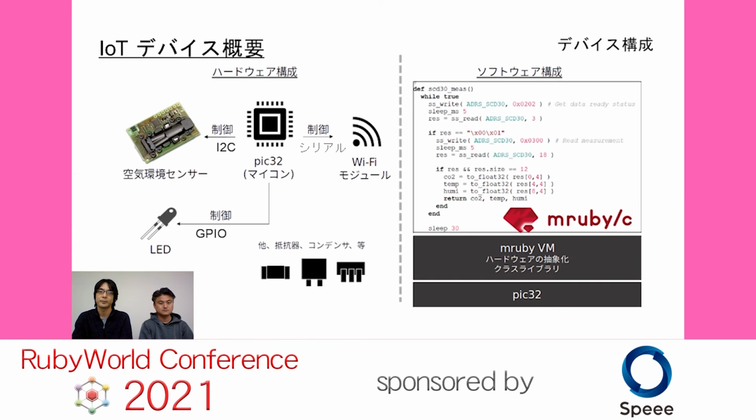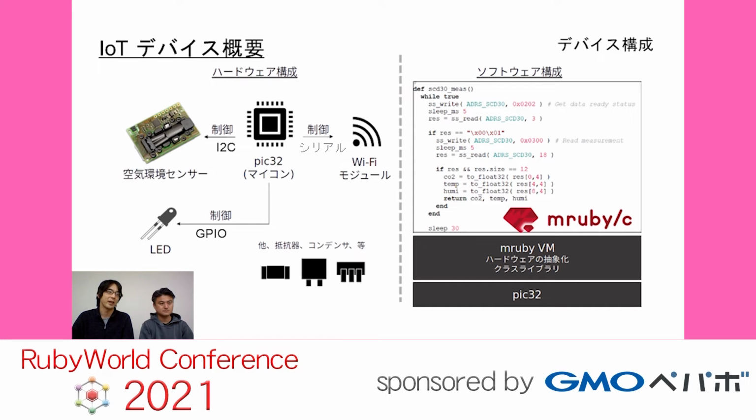First of all, the overview of the IoT device. On the left-hand side, you see the hardware configuration. In the middle, this is a microcomputer, and it controls the other modules. This is the Wi-Fi module with the LED and room air monitor, and also there are some other condensers and resistors to minimize the noise, but this is not relevant.